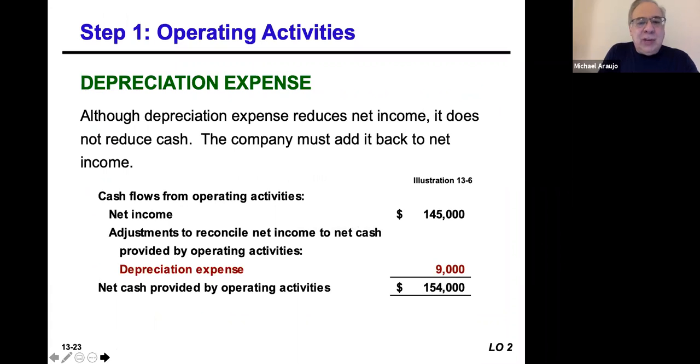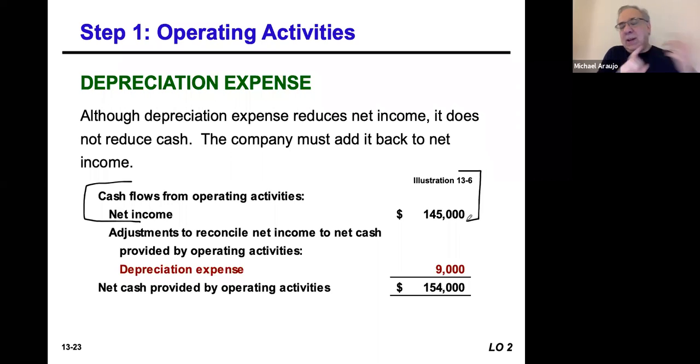So in order to actually do the cash flow statement, we start with the net income from the company. If you looked back at the income statement from three or four slides ago, you would have seen the net income for the year at 145,000. That's the starting point. How much of that is actual cash basis is what we're figuring out here.